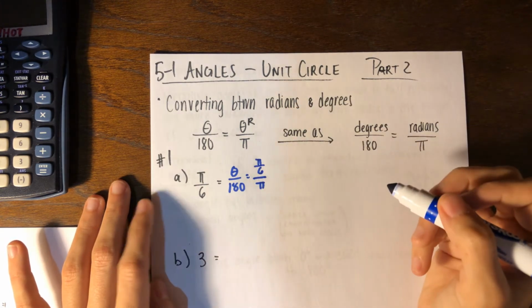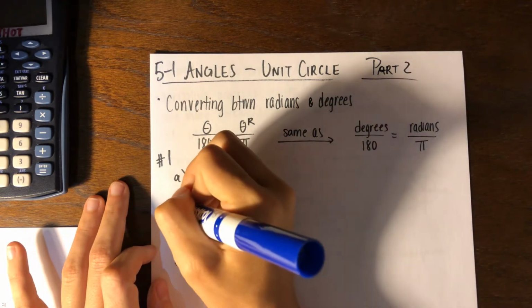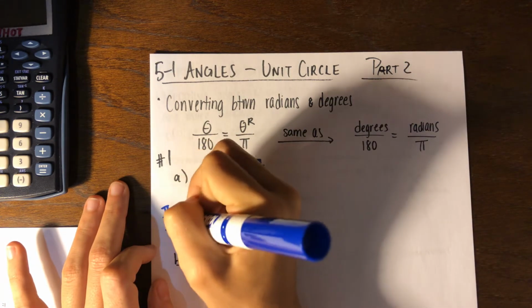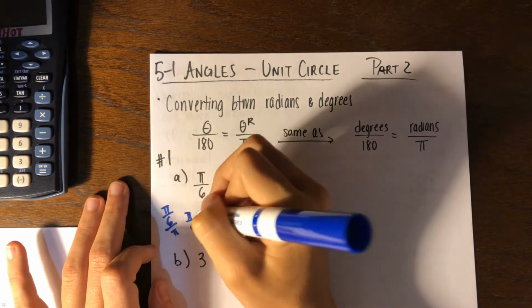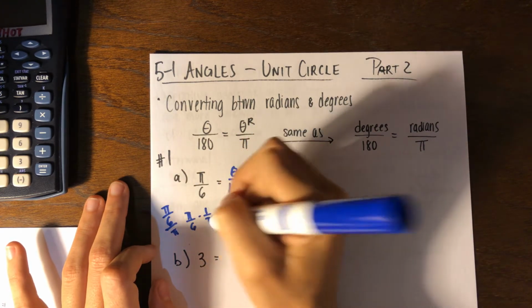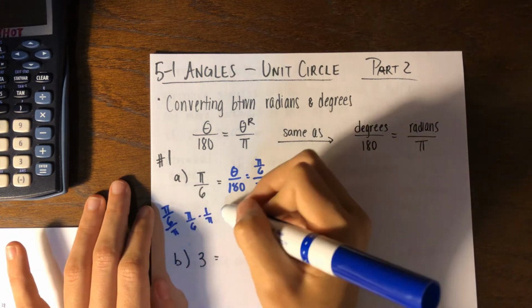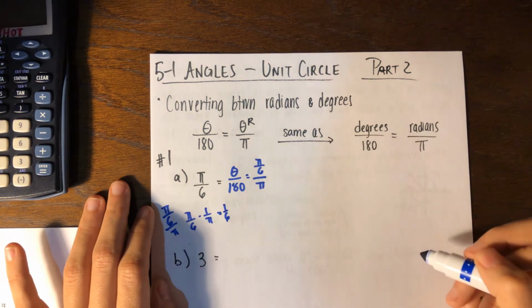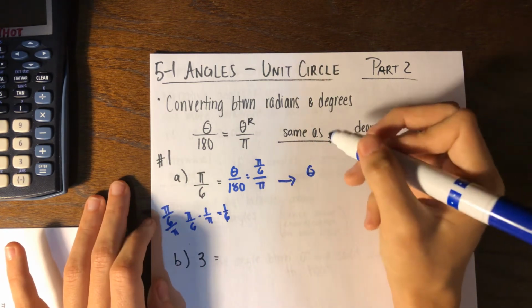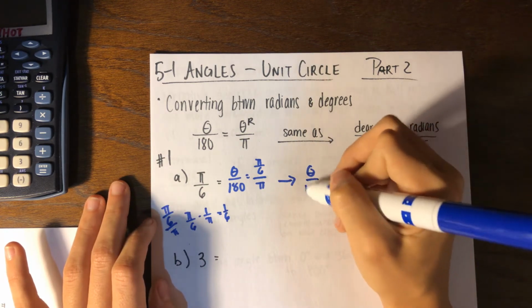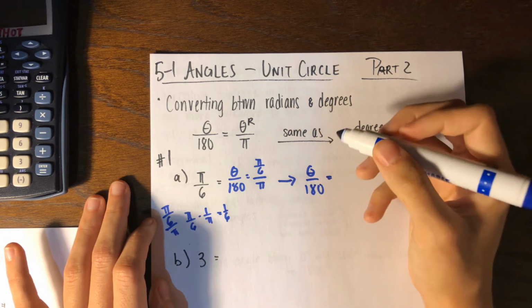We know, as a side note, pi over 6 divided by pi is the same thing as saying pi over 6 times 1 over pi. The pi's cancel out and I'm left with 1/6. So I get theta over 180 is equal to 1/6 now.